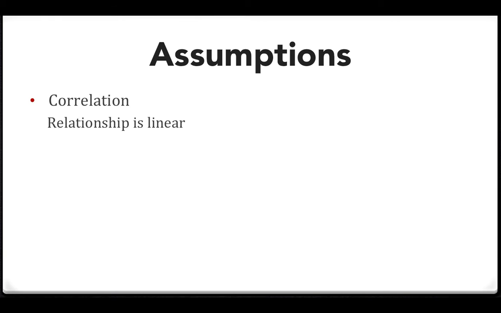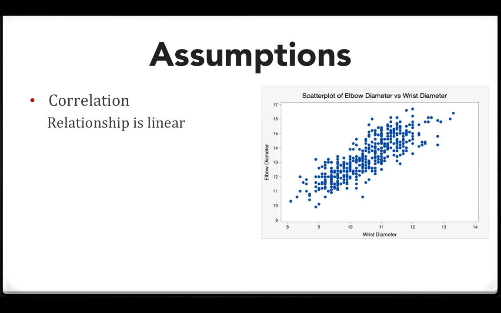For correlation, the only assumption is that the relationship is linear. We check this assumption by looking at a scatter plot. Remember, Pearson's R is only meant to be used with linear relationships. If the relationship is nonlinear, then Pearson's R should not be used.